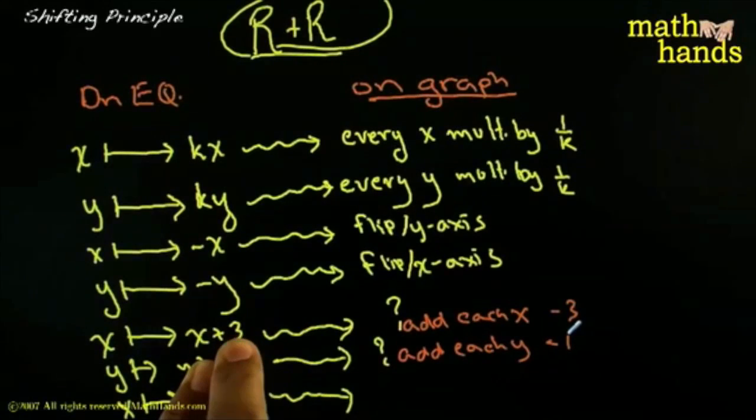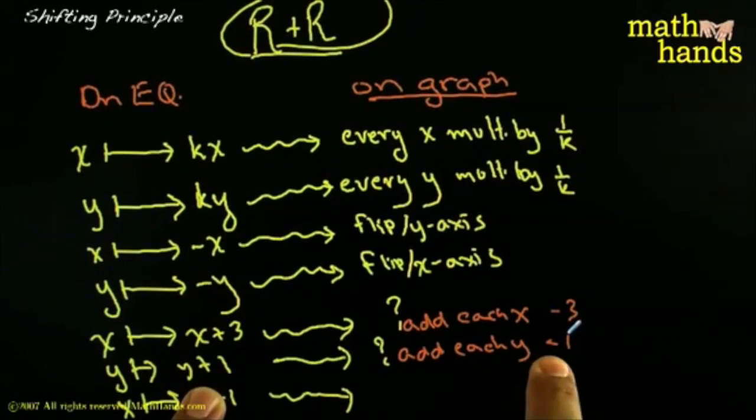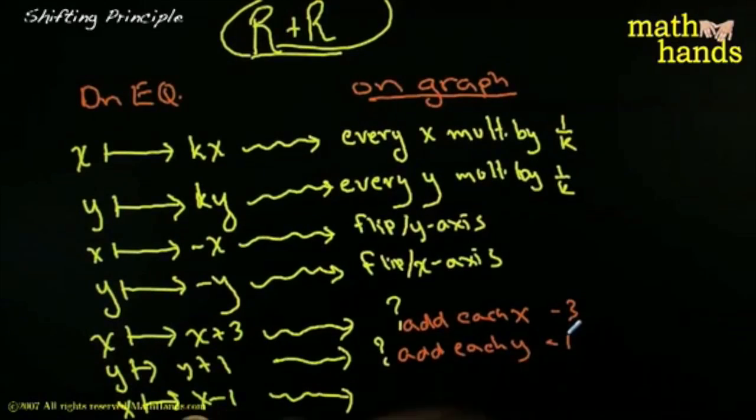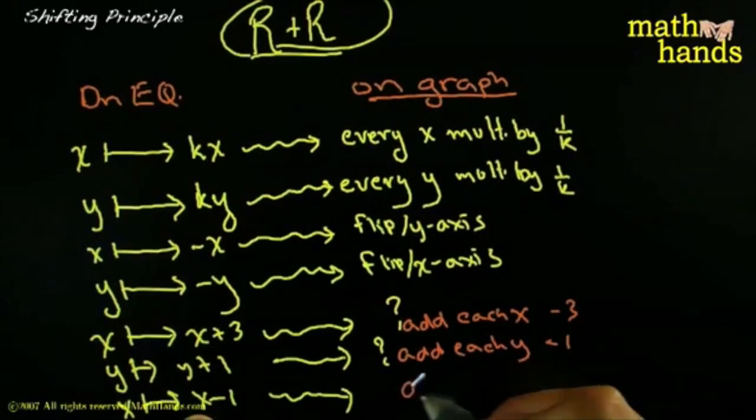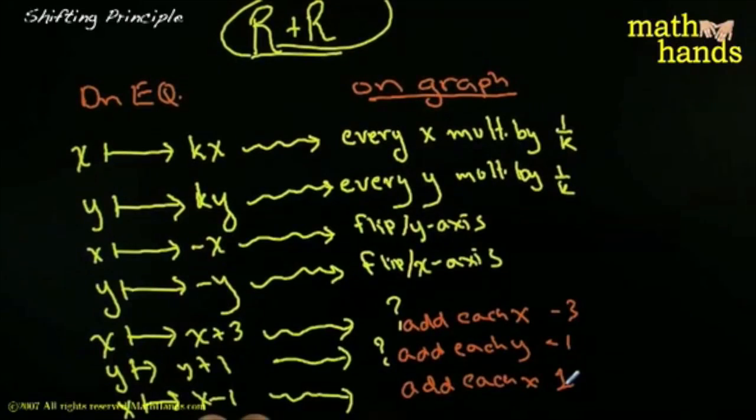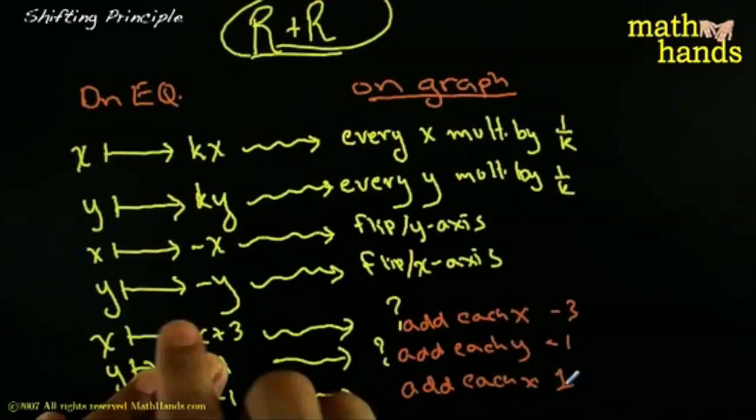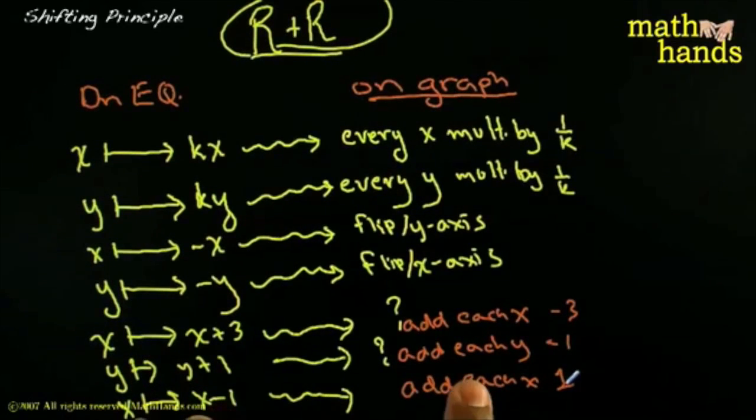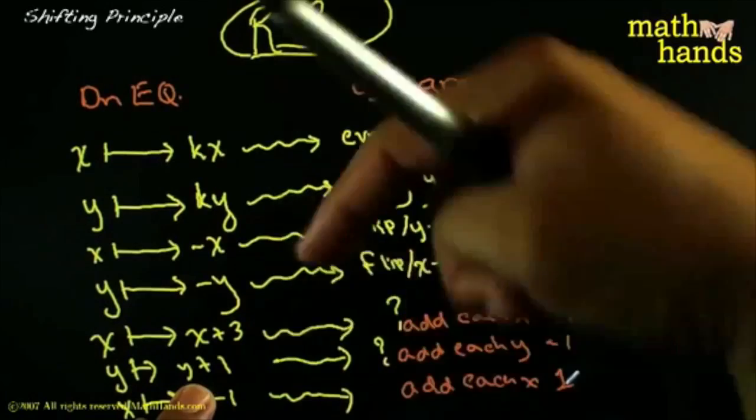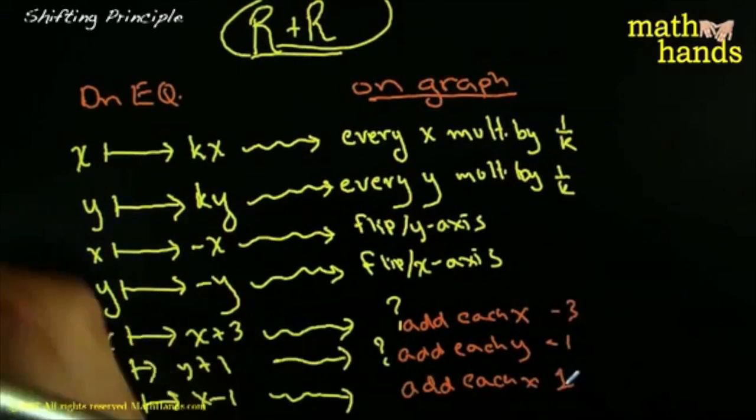It's always the opposite of what you might expect. This was shifted to the left 3. This was shifted down 1. You'd have to add a negative 1 to every x. This was shifted to the right 1. You'd have to add to each x a positive 1. Always, always, always the opposite of what you might expect. Replacing x with x plus 1 shifts it left. Replacing x with x minus 1 shifts it to the right 1. Replacing y with y plus 1 shifts it down 1. Okay? That's the shifting principle.